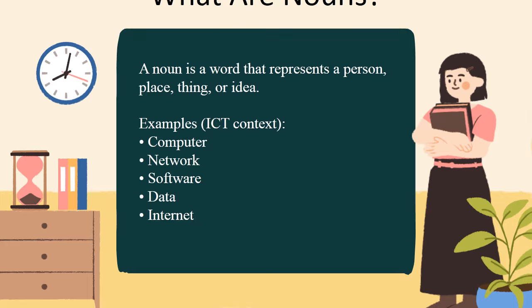What do I mean? I mean that a noun in a sentence can take the role of either a subject, which is doing an action, or an object, which is receiving an action. Okay?